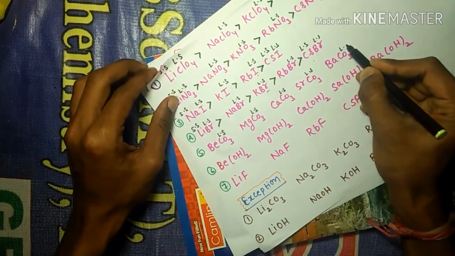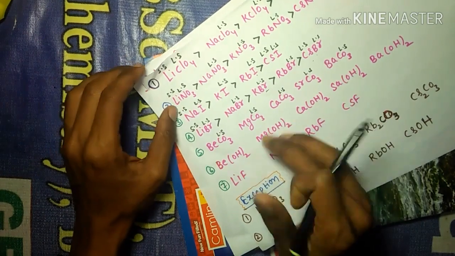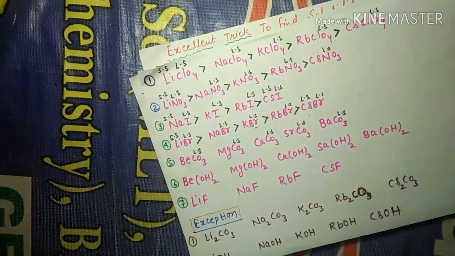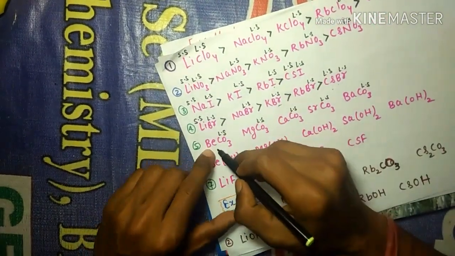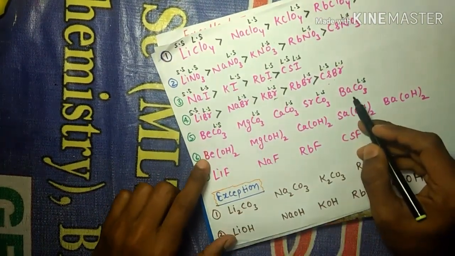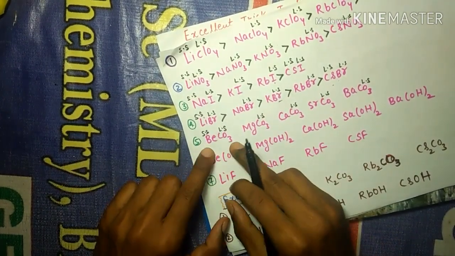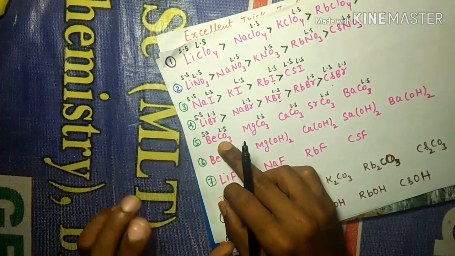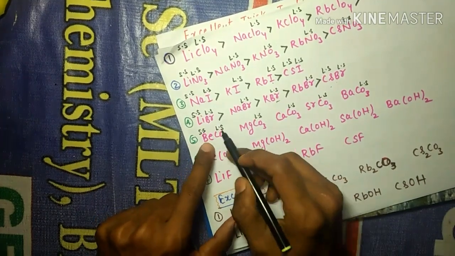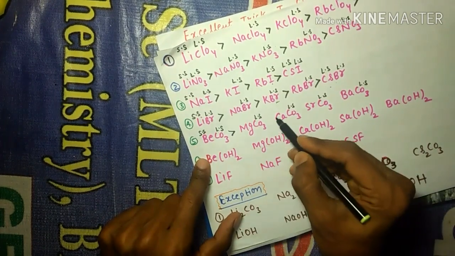Now compare the cations, which have a very small size. Be has the smallest size in comparison to Ba, Sr, Ca and Mg. That's why there is a very large difference between their sizes. BeCO3 has more solubility in comparison to BaCO3. That's why the order goes like this.